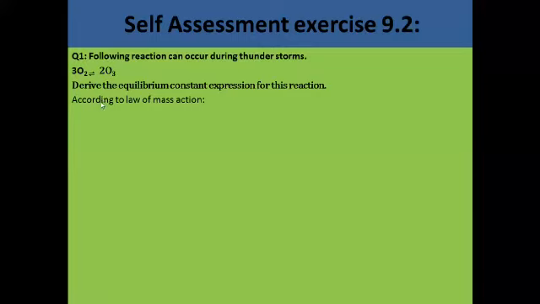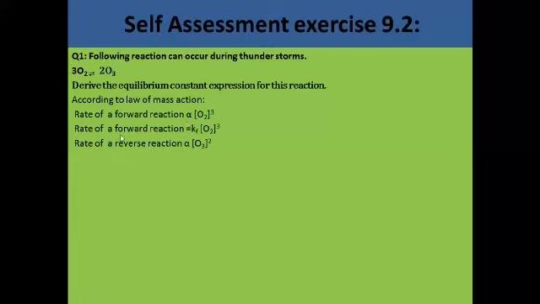We know that according to the law of mass action, the rate of forward reaction is proportional to the active mass of the reactant. The reactant in this case is the oxygen molecule, and active mass, as I told you, is the concentration in moles per decimeter cube, which is also called molar concentration. To remove the proportionality sign, we will use the rate constant for the forward reaction, Kf. For the reverse reaction, we will do the same.